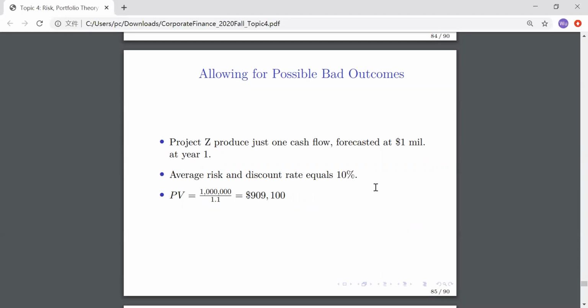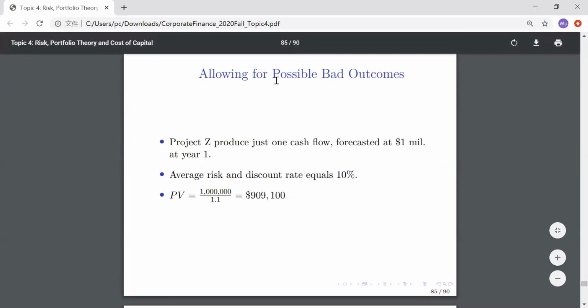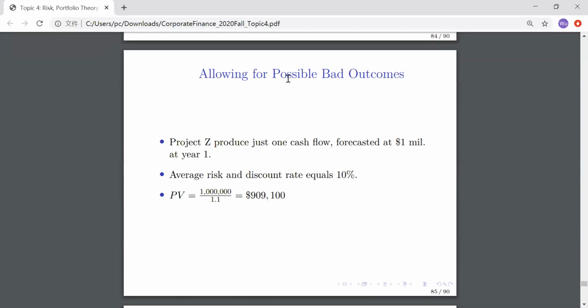Now, finally, we're going to talk about how we allow for possible bad outcomes and how we adjust the evaluation of the NPV, right? So for example, this is like the left tail: very extremely unlikely bad events. Suppose project Z produced just one cash flow, like 1 million, and the discount rate is 10%. We can calculate the present value.